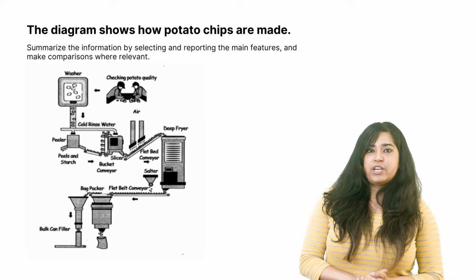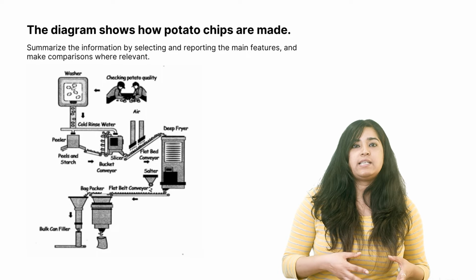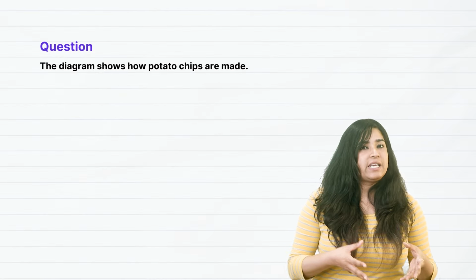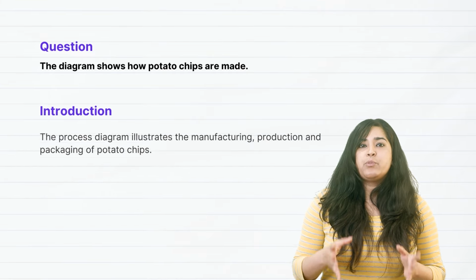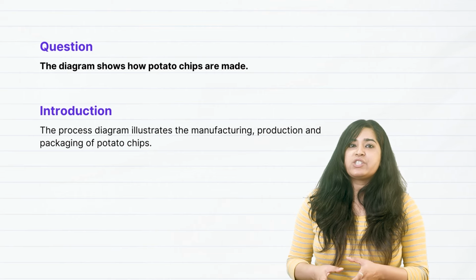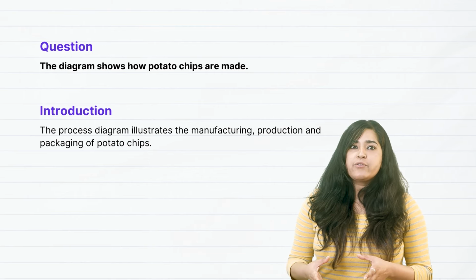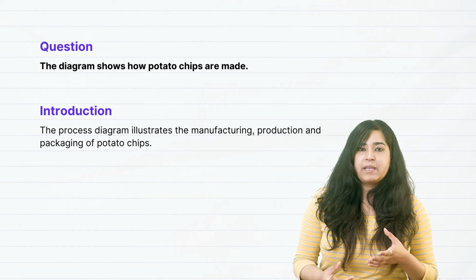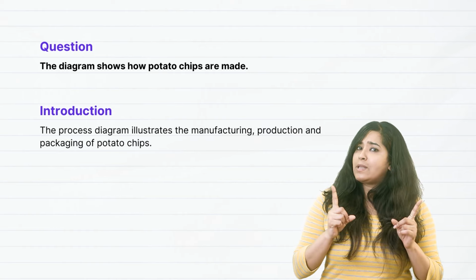First up, the introduction. We need to paraphrase the question. Our question is, the diagram shows how potato chips are made. So let's say something like this. The process diagram illustrates the manufacturing, production, and packaging of potato chips. This works as we paraphrase the question without changing the meaning by using synonyms. We've also summarized the whole thing in one sentence.